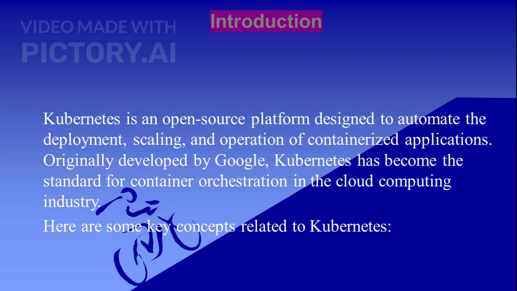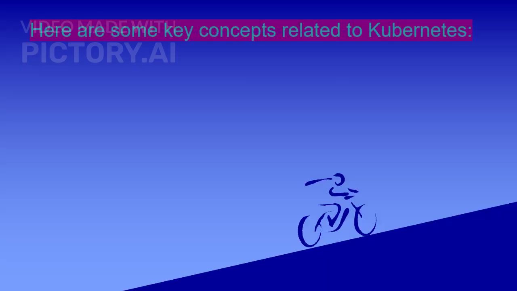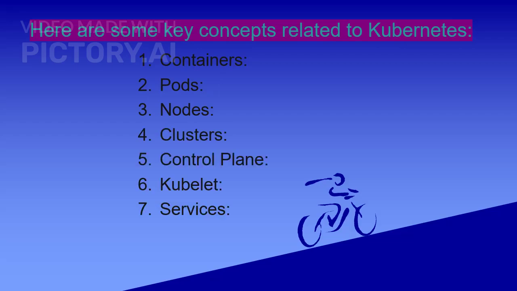Kubernetes is an open-source platform designed to automate the deployment, scaling, and operation of containerized applications. Originally developed by Google, Kubernetes has become the standard for container orchestration in the cloud computing industry. Here are some key concepts related to Kubernetes: containers, pods, nodes, clusters, control plane, kubelet, services, namespaces, and ingress.